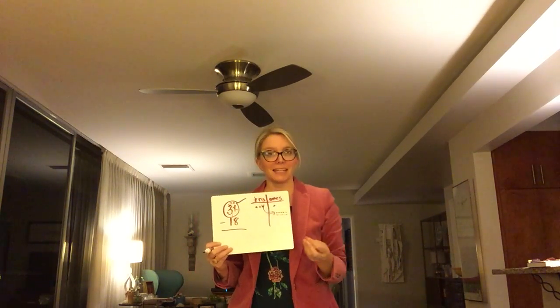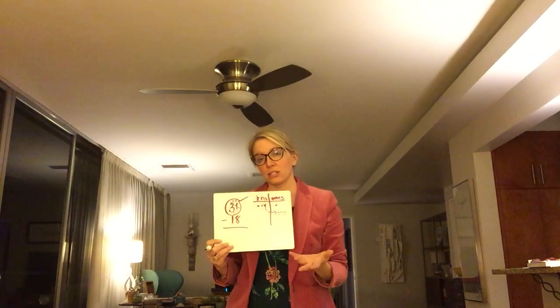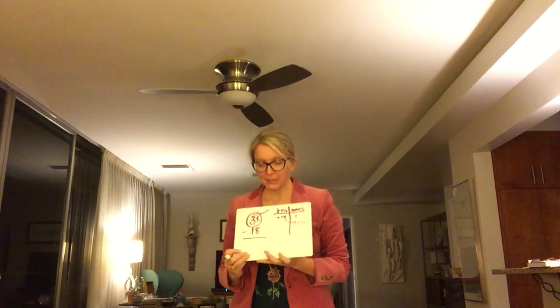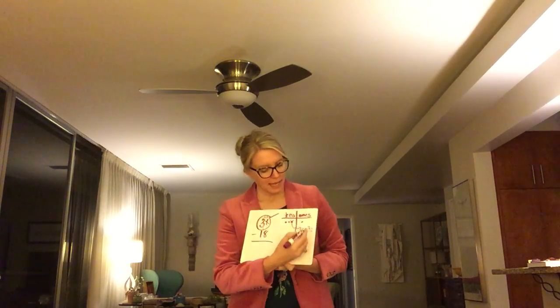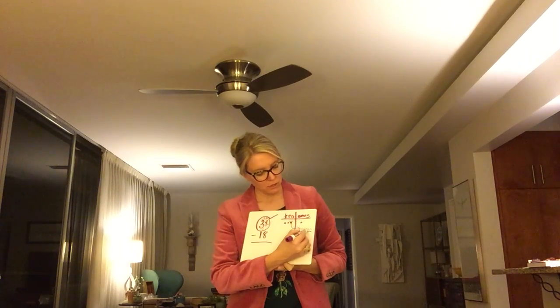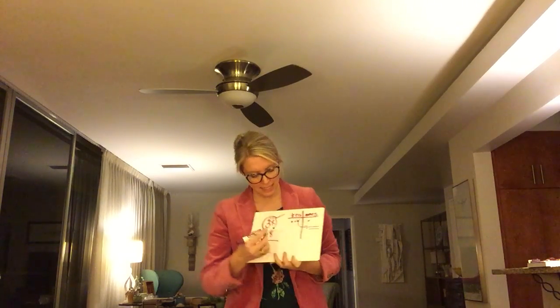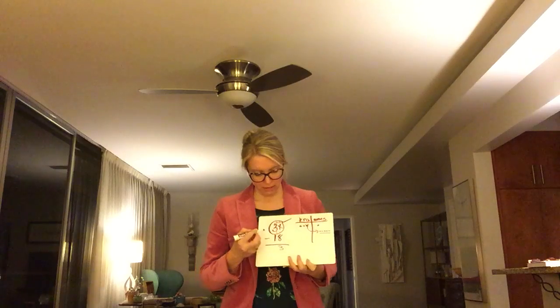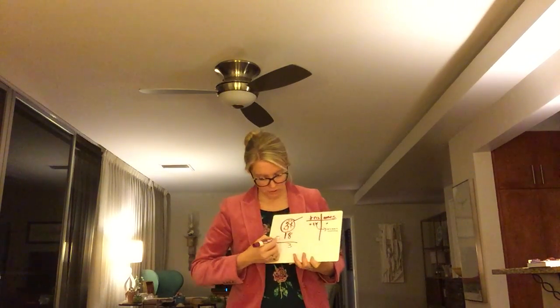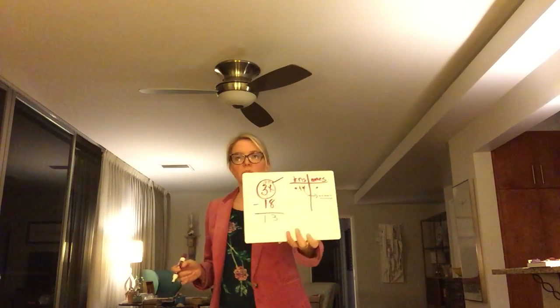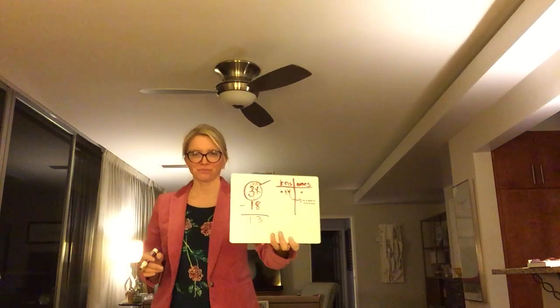So 3 10s and 1 1 is 31, and 2 10s and 11 ones is also 31. I've just regrouped them. Now I'm ready to subtract, and I can take away this 8 now, 1, 2, 3, 4, 5, 6, 7, 8, and I can show that 3 are left, and I can take away 1 from 2, and 1 is left, and so I have 13.